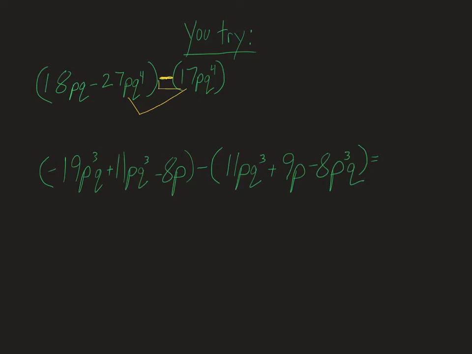So negative 27 and negative 17 PQ4, and what is that? Negative 44 PQ4, and those guys are gone, and all that's left is that 18 PQ, so we'll put him on the end.